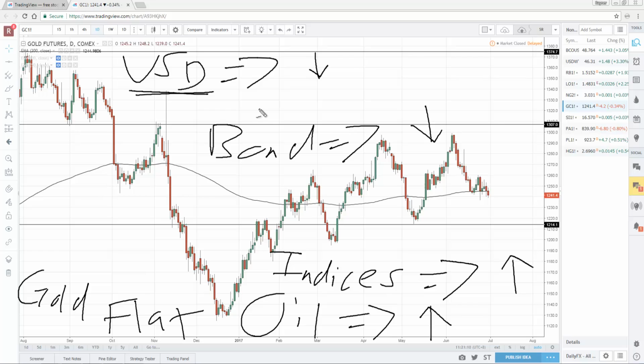And I hope this kind of gives you a so-called insight into the directional bias you want to trade for these different sectors.